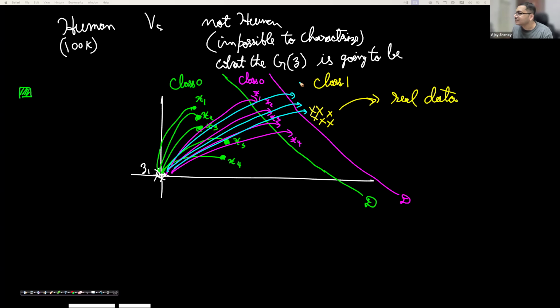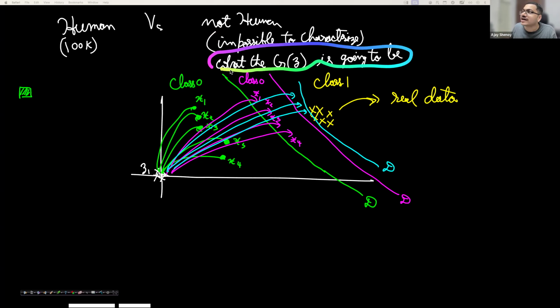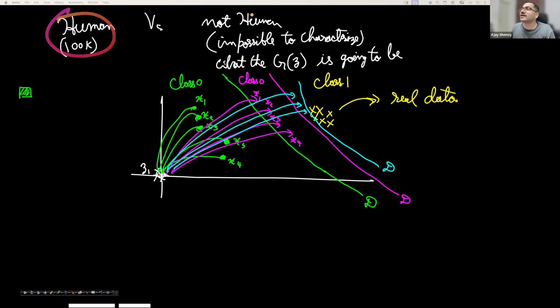Like that. Then a new decision boundary will come. Notice that these are not perfect. So now I'll repeat my argument. Not human is impossible to characterize. But what the G of Z is going to be is what I'm going to characterize as my fake data, as my class 0. This will be my class 1. This will be my class 0.